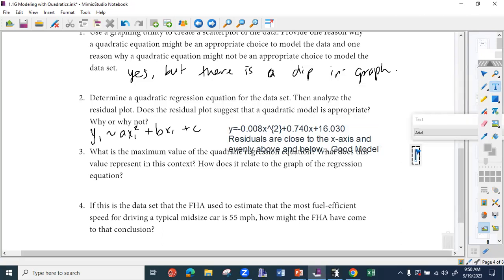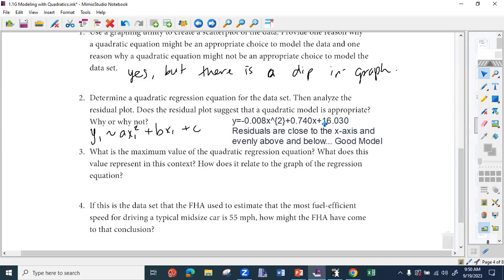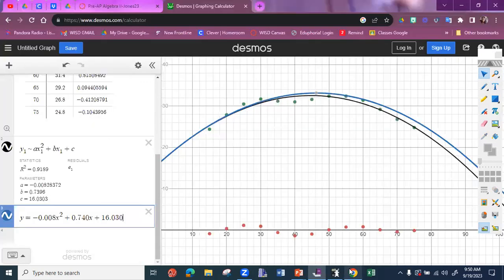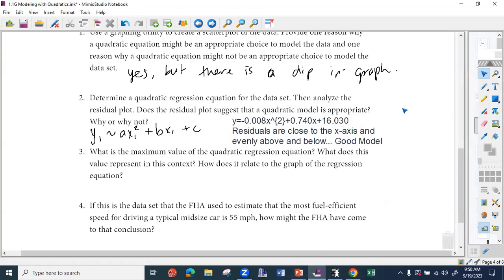What is another way I can tell if it's a good model? I can look at the R squared value, and my R squared is close to 1. It's not at 1, but it is still fairly close to 1. Do we see that? So my R squared, my correlation coefficient is 0.9189, which is close to 1, fairly good model. So that's my other clue that this is a good model, not a perfect, but a good model. Okay.